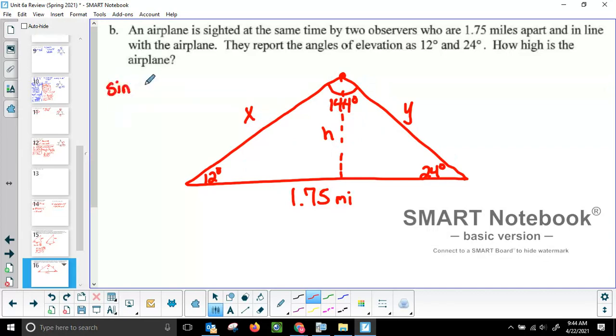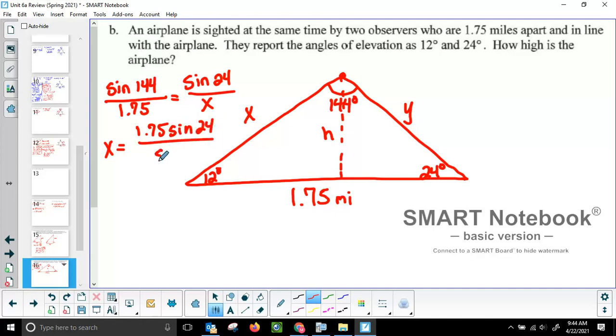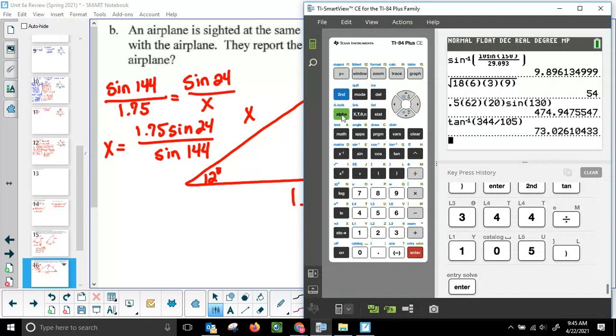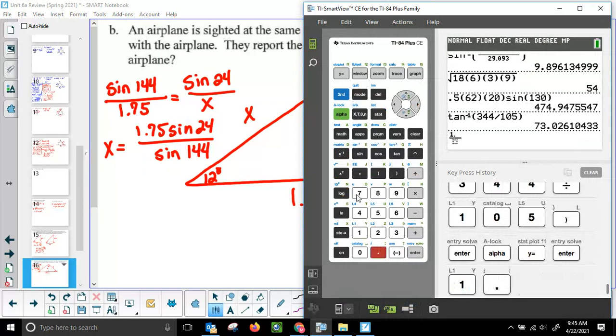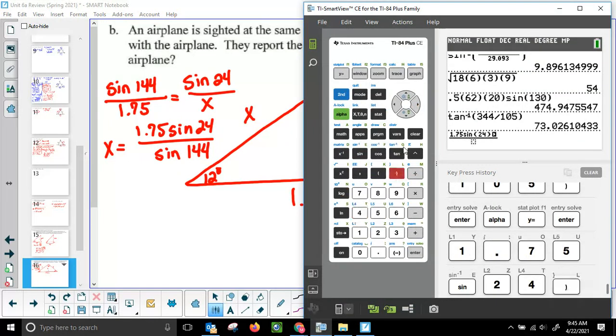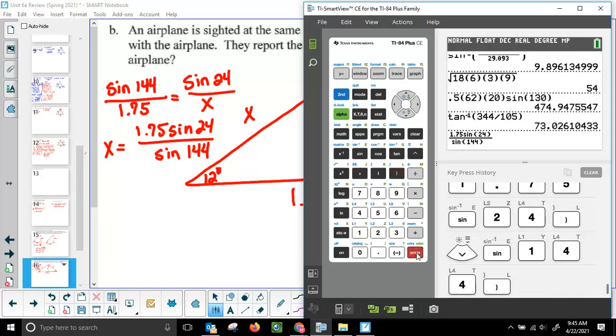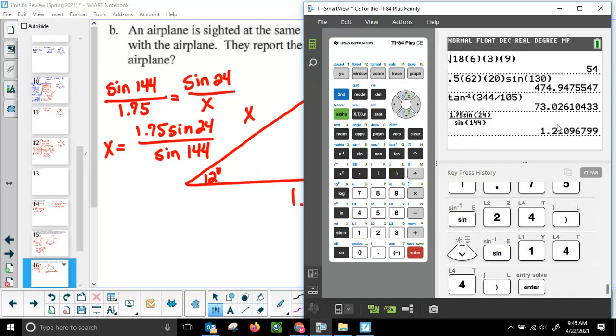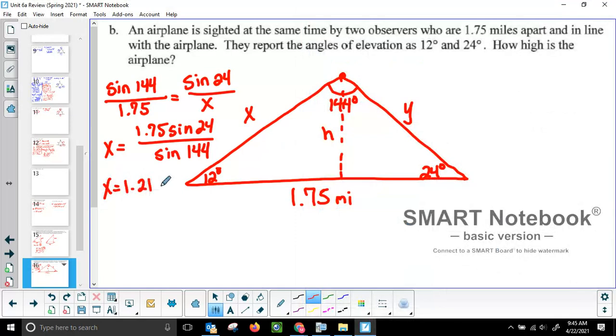So I know that the sine of 144 over 1.75 is equal to the sine of 24 over x. So I would cross multiply and then divide by the sine of 144. So 1.75 times the sine of 24 over the sine of 144. And we plug that into our calculator. And you get 1.21, actually just all of this, because we're going to want to use the whole thing to reduce rounding error.